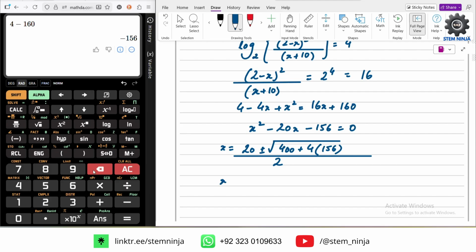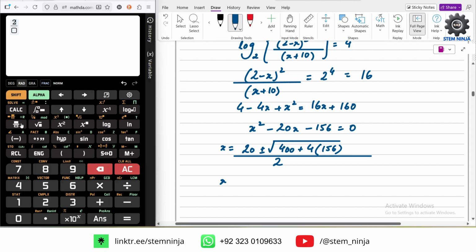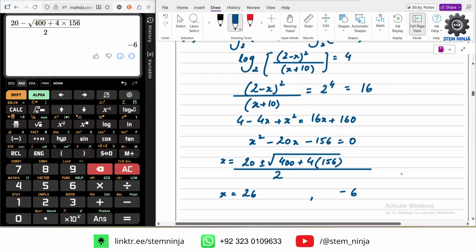So one answer would be 20 plus the square root of 400 plus 4 times 156, divided by 2. One answer is 26. The other would be negative 6. Now we need to see which one of them is correct.